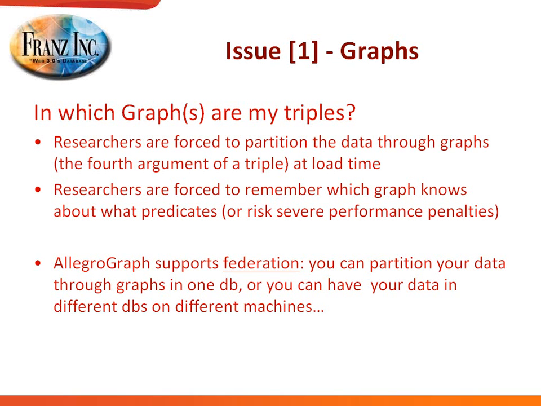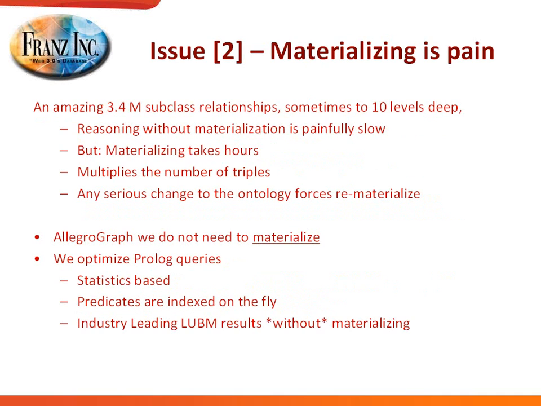The other one was I was looking at other triple stores where the data was, because we were kind of reverse engineering how the data sets were put together. And what you see is, for example, in this whole 99 million triples, there's 3.5 million subclass relationships. And I say here sometimes to 10 levels deep. I since then found links of 21 levels deep.